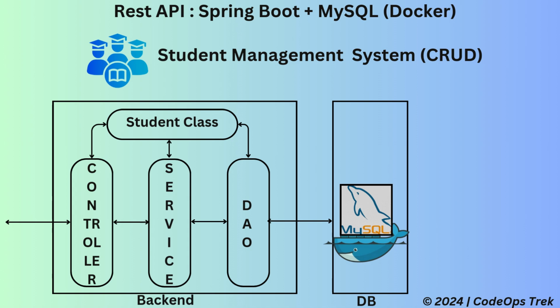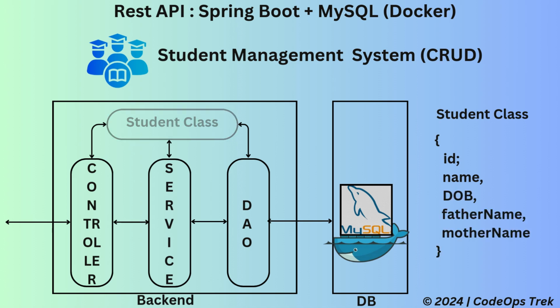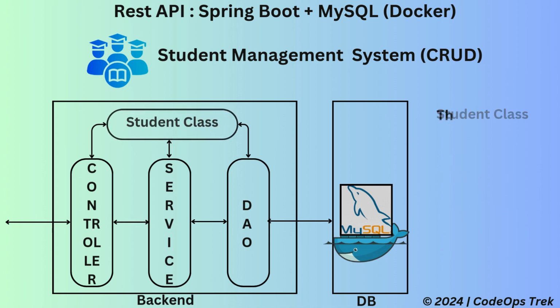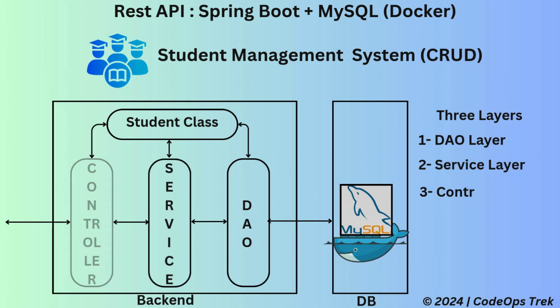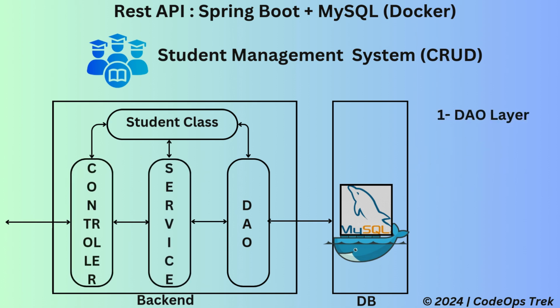Before jumping into the code, let's first understand the layers in our application. This is the architecture diagram for our student management application, which connects to MySQL running in Docker. At the heart of the application is the student class, which has attributes like ID, name, date of birth, father's name, and mother's name. Our application will follow a layered approach with three main layers: the DAO layer, the service layer, and the controller layer.